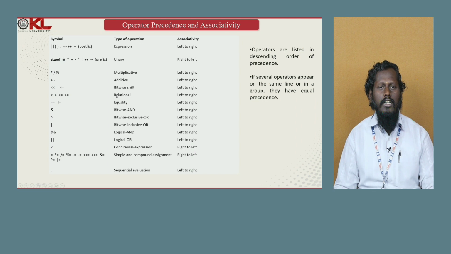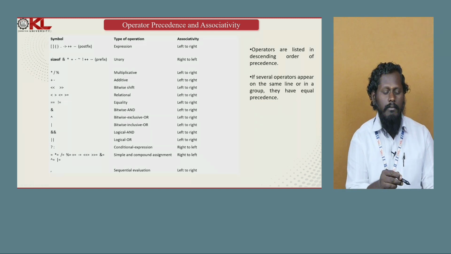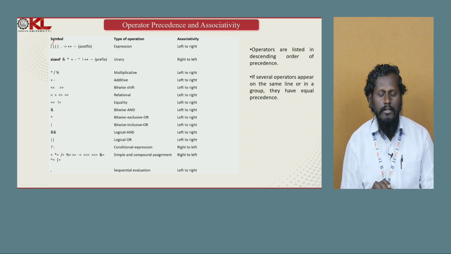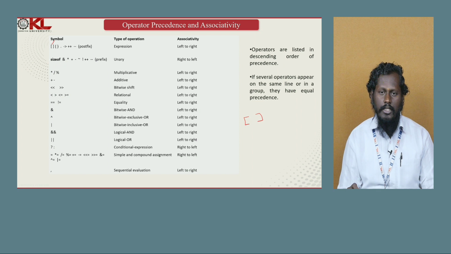Let me discuss each and every one here: the operator types, symbols, and associativity of the symbols. Let's go for this one. The first symbol is called the array subscript bracket. This one has the highest priority compared to all the operators. So when the expression contains a square bracket, it must be evaluated first. That is the array subscript bracket, mostly used for arrays.